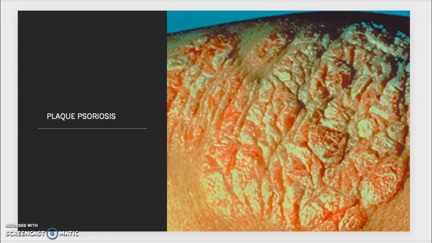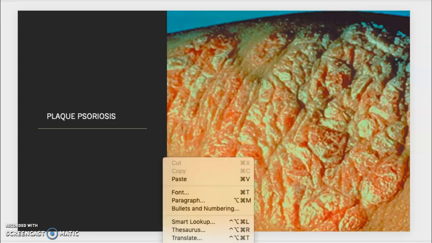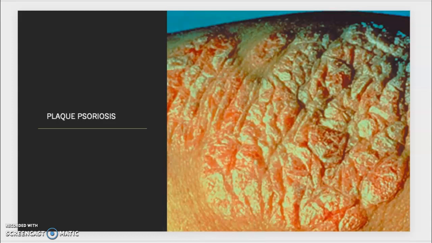The most common type of psoriasis is plaque psoriasis, and this form of the disease appears as raised red patches covered with silvery white buildup of dead skin cells. These patches or plaques most often show up on the scalp, knees, elbows, or lower back, and they're often painful and they can crack or bleed.